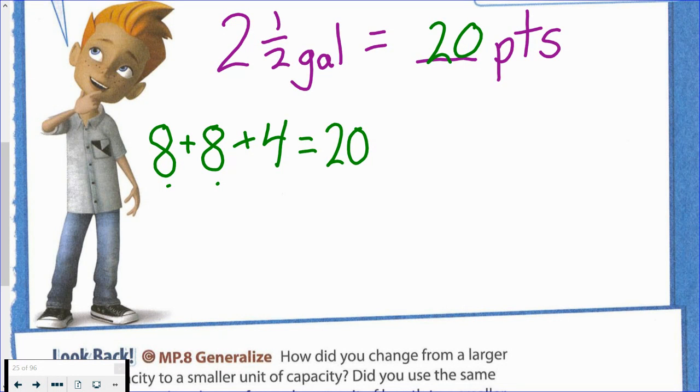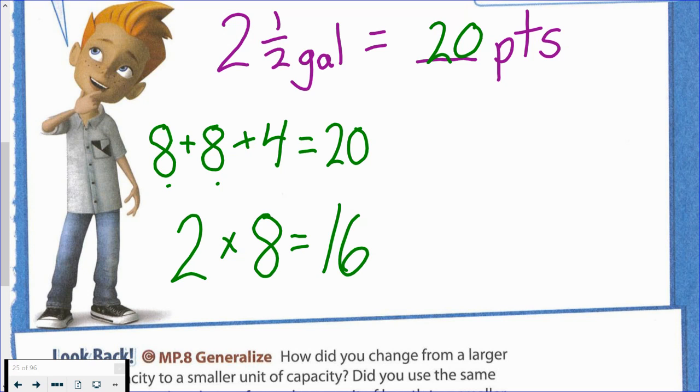You could solve this doing an addition equation. You could also do this as a multiplication equation. You could have 2 gallons times 8 pints in each gallon. That would give you your 16. Then you would have to figure out half of a gallon. Well, if a gallon has 8 pints, half of that would be 4. So then you would add the 4 and you would still get 20.